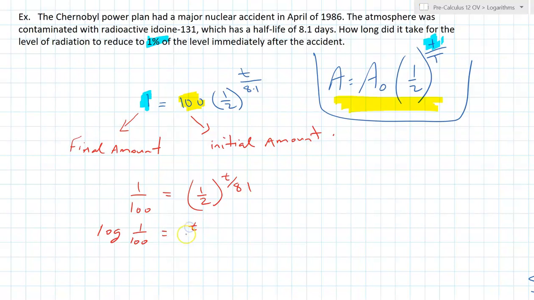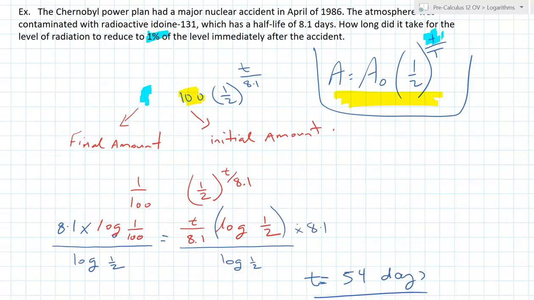So it would be t divided by 8.1 times the log of 1/2. In this case, you're solving for t, so that means you have to multiply both sides by 8.1 and then divide both sides by the log of half. When you do the mathematical gymnastics here, solving for t, you will get 54 days.